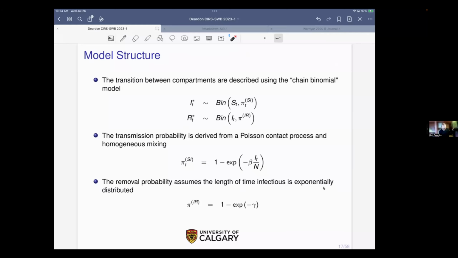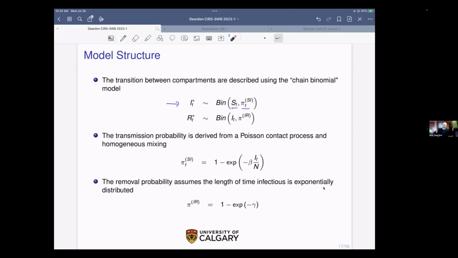Right. If I think about the number of new infections, well, at a given time point, the maximum number of new infections I can have is going to be the number of susceptibles at time t. Okay. And then that's going to happen according to some probability, which I'm going to call here pi_t^SI. And that's defined down here. Right. So there's an underlying assumption of a Poisson contact process and homogeneous mixing. And what you end up with is an infection probability that looks like this.